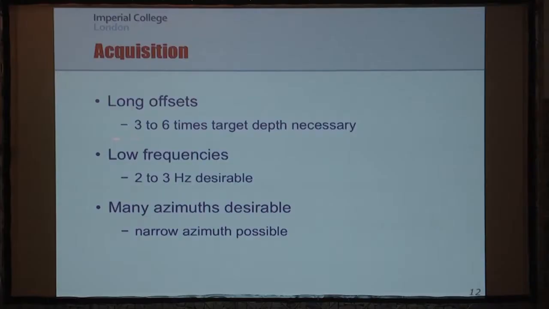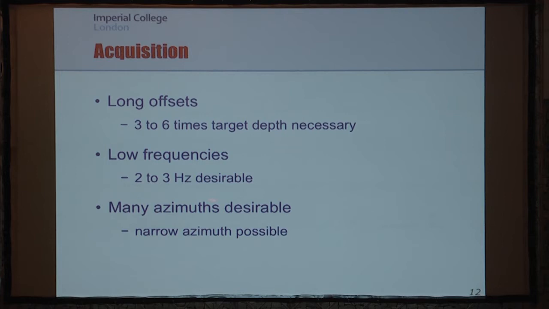So normally, typically, we only run full waveform inversion down to depths of 2 or 3 kilometers, and that's limited because we don't have the very, very long offsets that we would need to look deeper. We need low frequencies, so 2 to 3 hertz is very desirable. And we also like data. We want data with lots of azimuths.